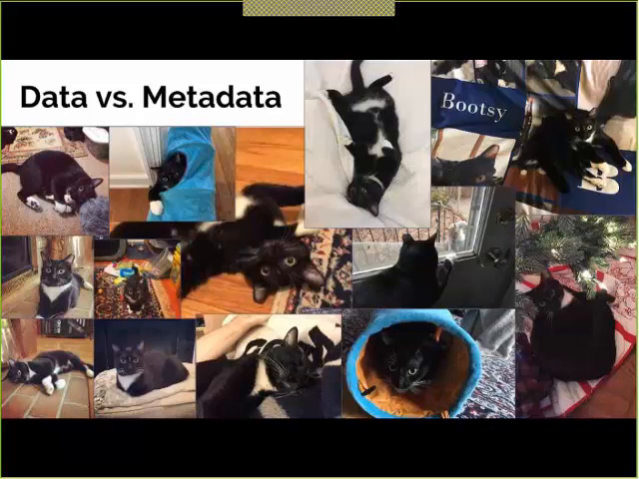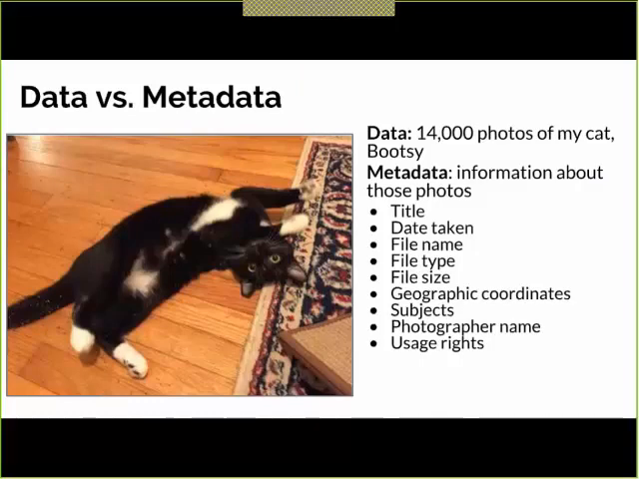The metadata is going to be what helps me find a specific photo or what helps me manipulate this data set as a group. So I don't actually have 14,000 photos of him, but I'm sure that by, give me a few more years, we will get there. So say my data set is 14,000 photos of Bootsy. My metadata is the information about each of those files. Titles, the date the photo was taken, the name of the file, the type of the file, the size, maybe geographic coordinates, subjects that might be attached to it, if there's a photographer name, usage rights, things like that. So information about those individual files.